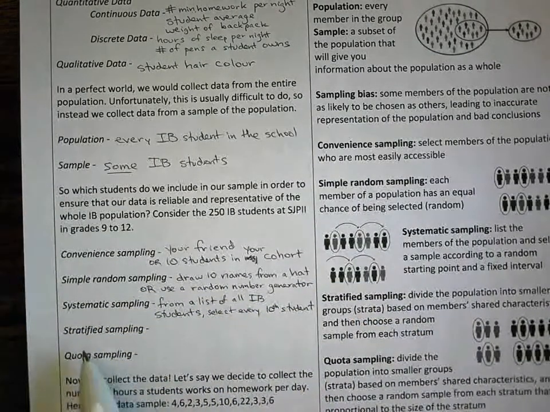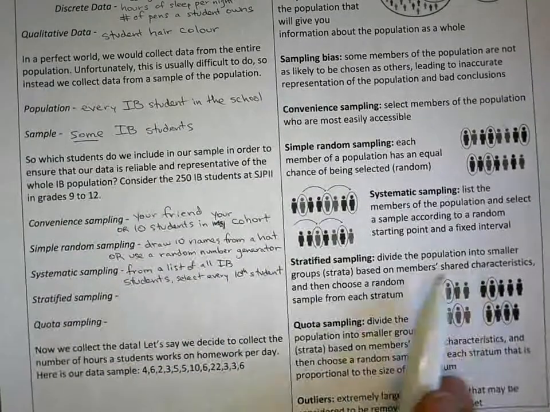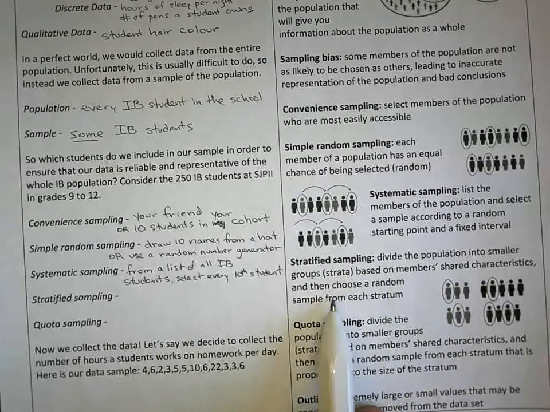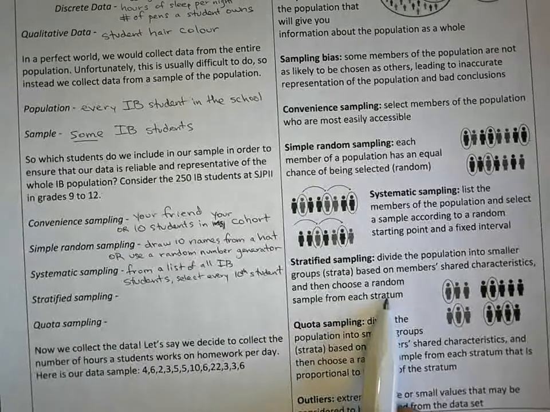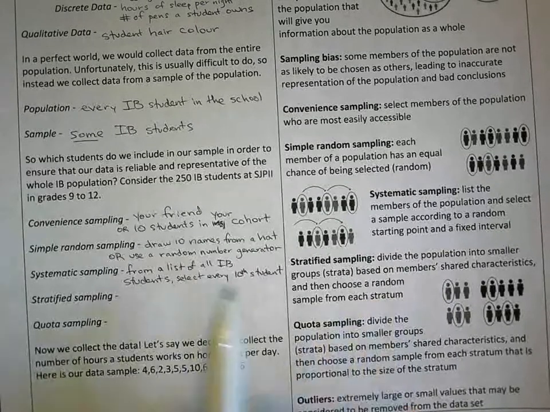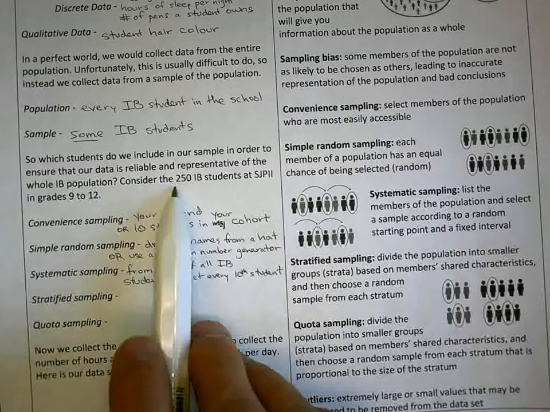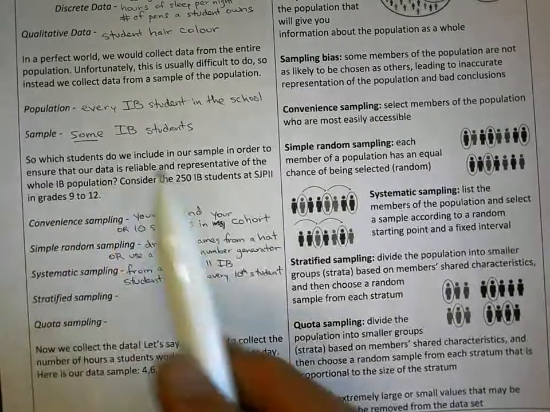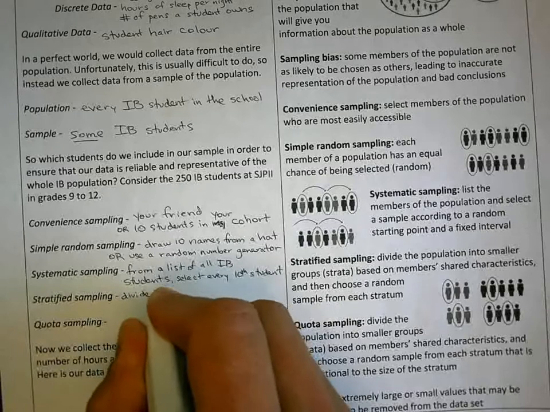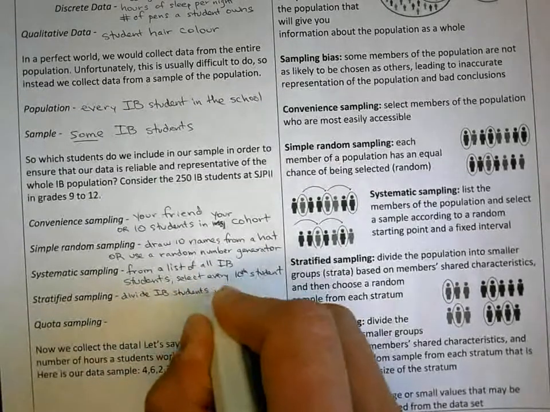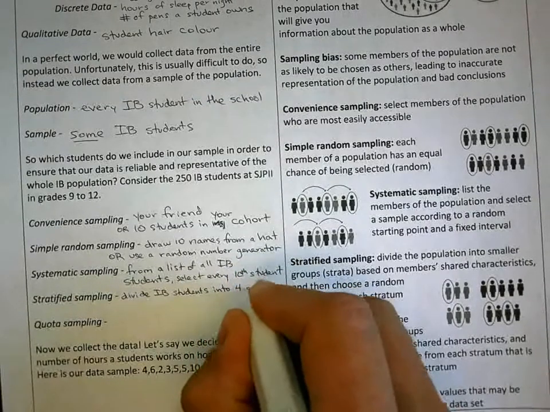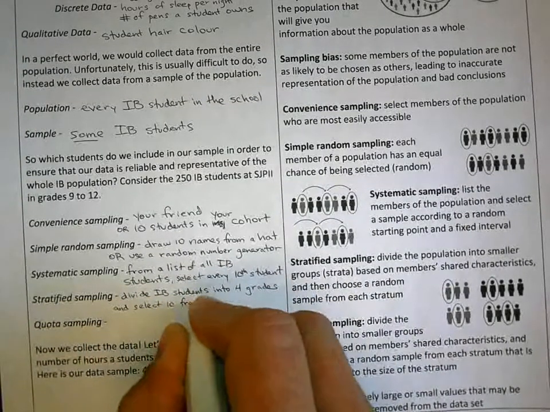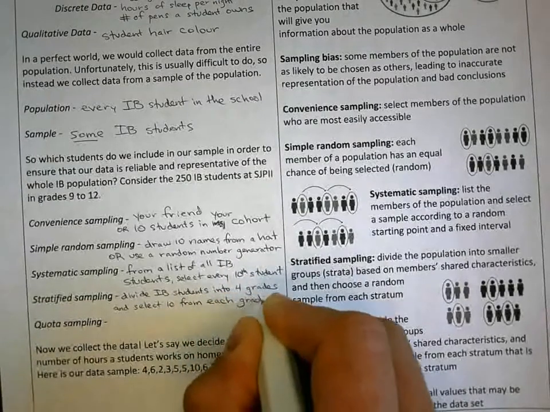Okay. Then there is stratified sampling. This is where you divide the population into smaller groups, also called strata, based on which all have the same characteristics. And then you choose a random sample from each stratum. So for example, what are some ways I can divide up these 250 students? I could divide them up into all guys and girls. I could divide them up into eye color. What I like is to divide them up into grades. So divide IB students into 4 grades and select 10 from each grade. So that would give me a stratified sample.